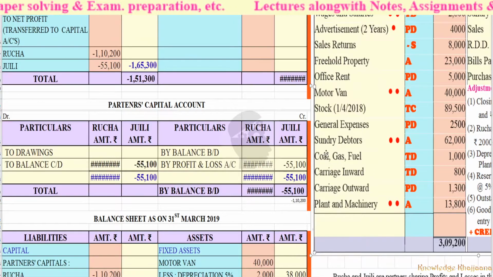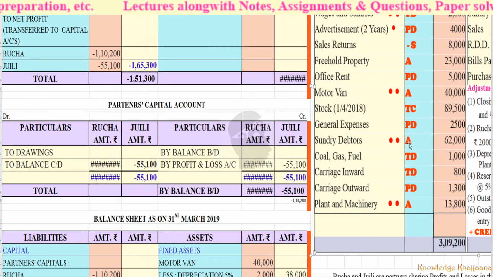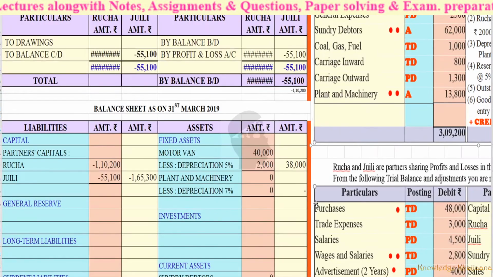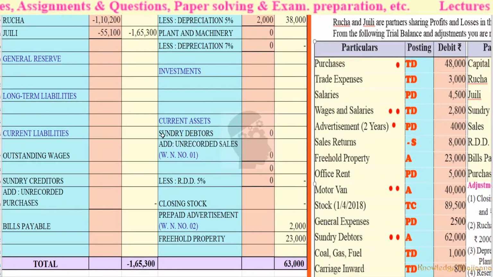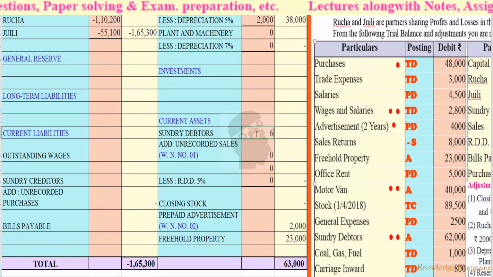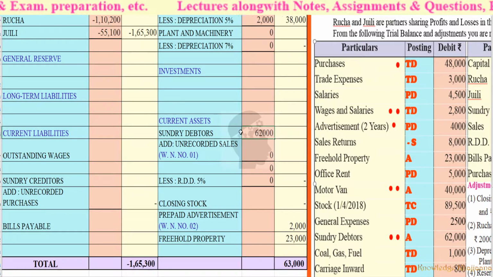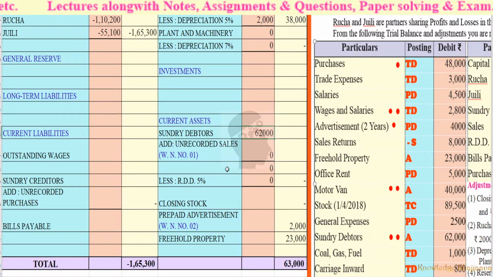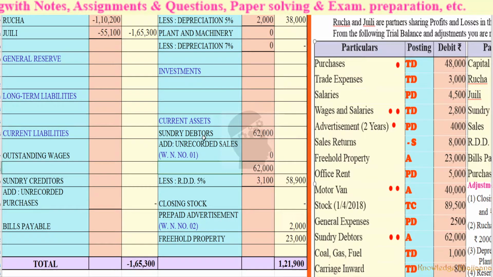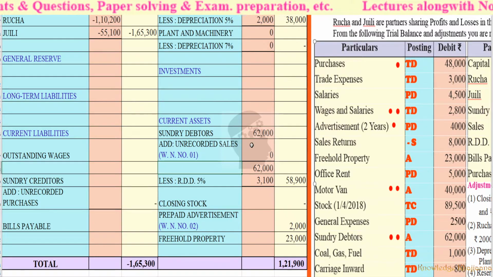Then sundry debtors, rupees 62,000. Sundry debtors are on the asset side, under current assets. We should always have the practice of leaving lines. See how many lines you should leave for the adjustments, for bad debts, for the sundry debtors.